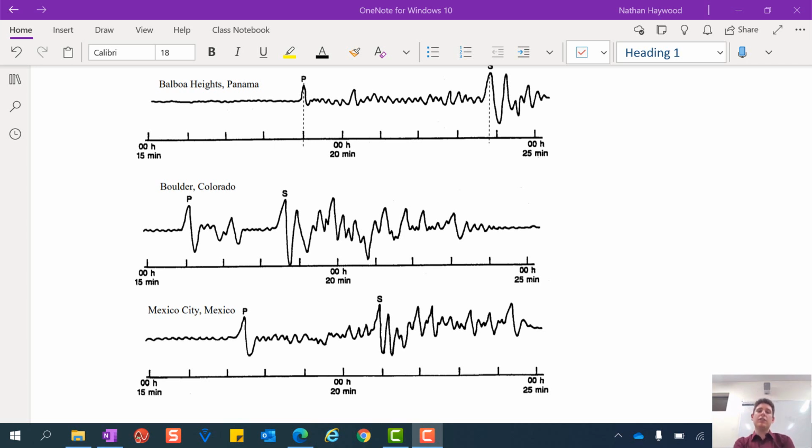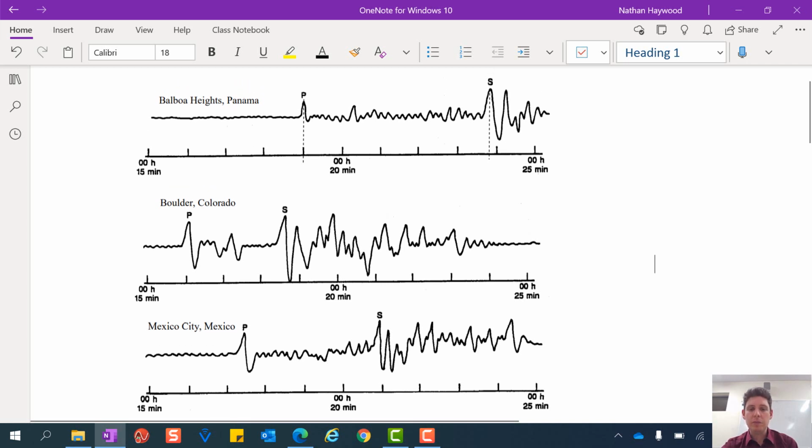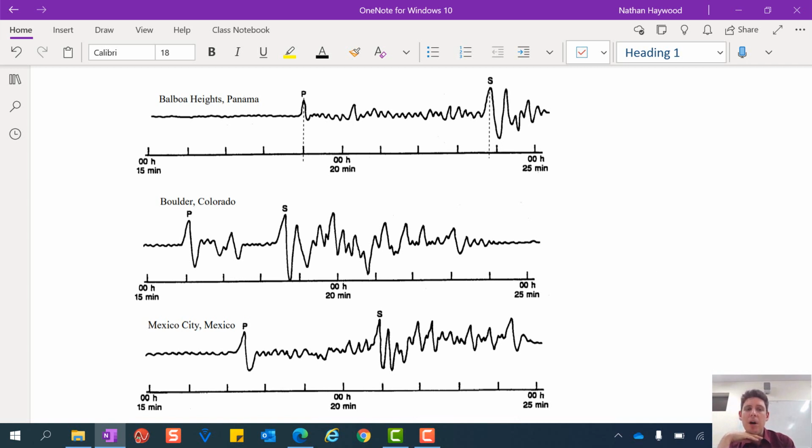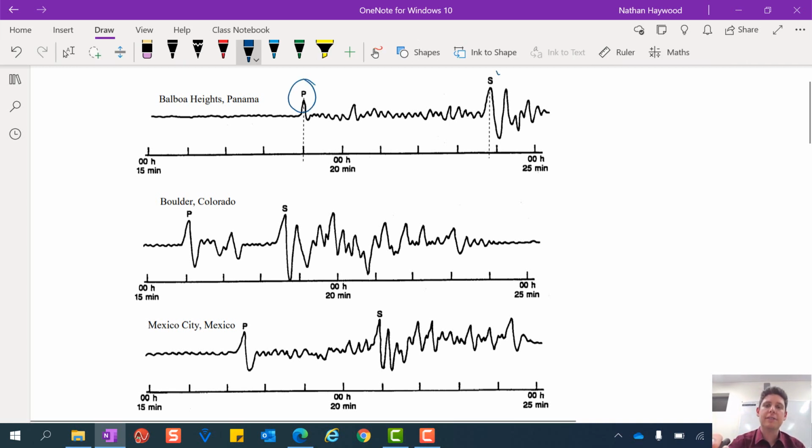Hello, today I'm going to look at calculating an earthquake location. So you can see on the screen there's 3 seismographs. They show the earthquake movements nearby to these locations. You can see there's a P and an S on each of the graphs.